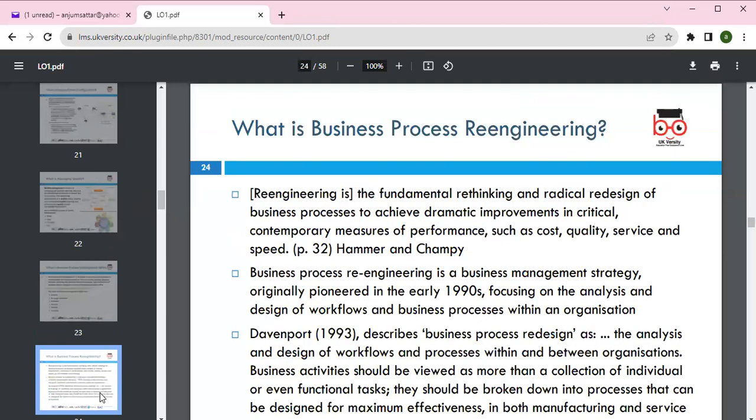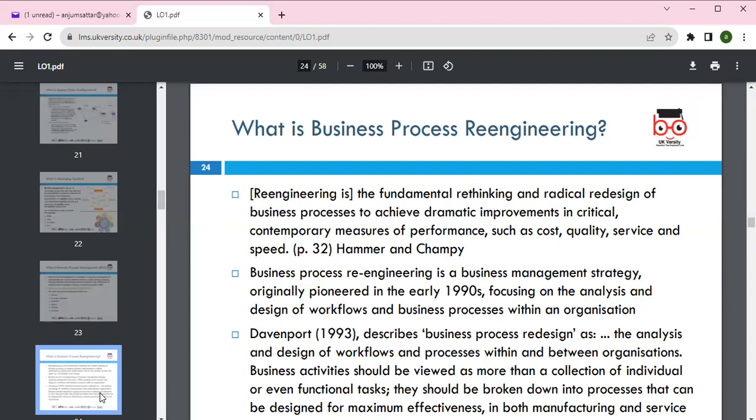Okay, so what is business re-engineering? Re-engineering is fundamentally rethinking and radically redesigning your processes to achieve dramatic improvement, because we can reduce the cost. We can look around Lean Six Sigma. These are all about quality, service and speed.